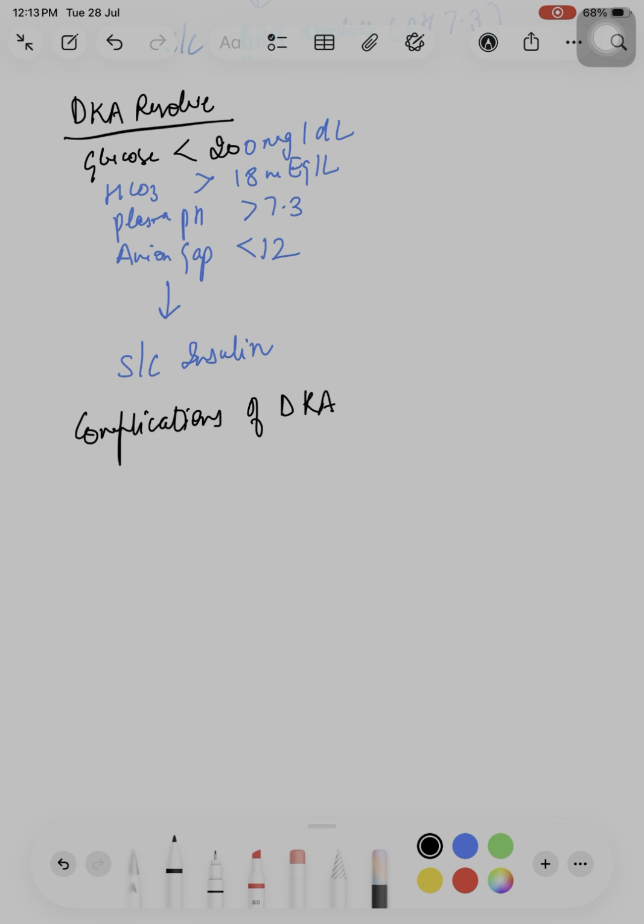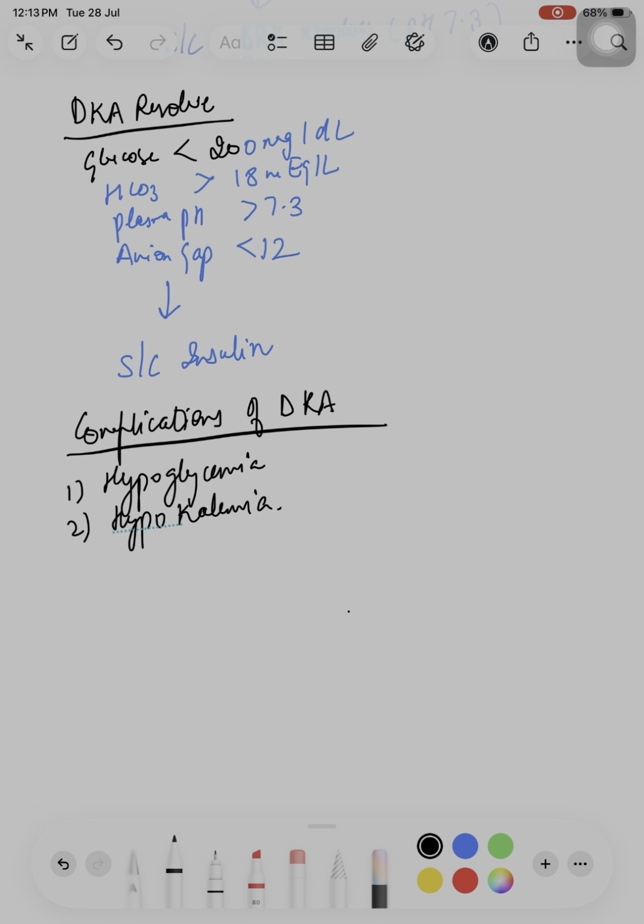Next are the complications of diabetic ketoacidosis. In complications, first is hypoglycemia, second is hypokalemia, third is cerebral edema. Why cerebral edema? Because firstly the glucose is very high, so it leads to a shift of fluid into the brain cells, which leads to cerebral edema. The next complication is ARDS.